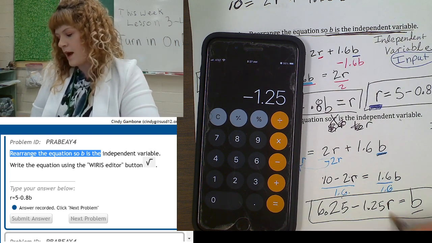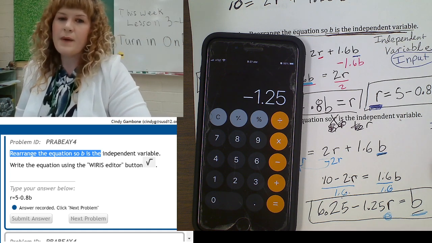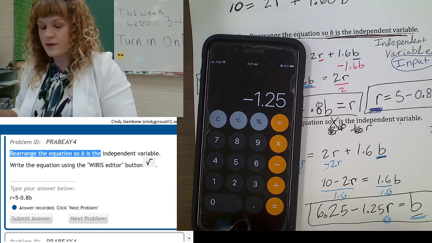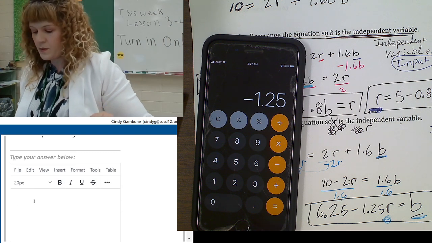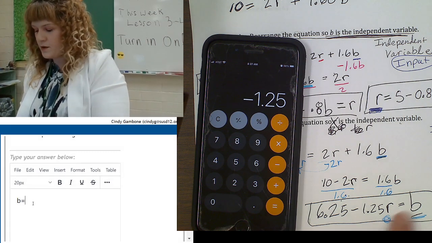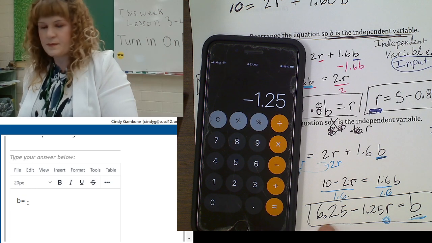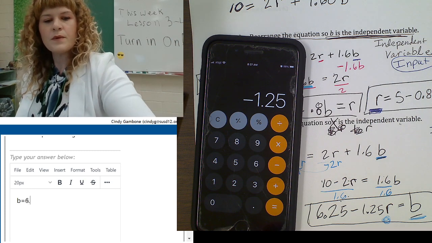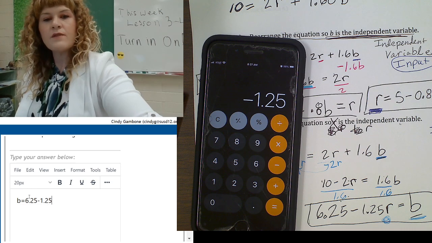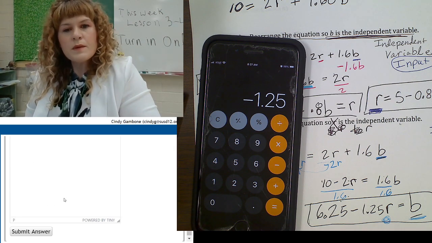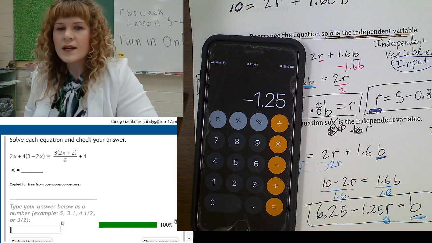If you know how many pounds of rice you're going to buy, it's easy to calculate how many pounds of beans you can buy with the remaining money. I'll go ahead and type in my answer. My equation is b equals, notice that I'm turning it around, but I have to keep this negative and I have to keep this positive. b equals 6.25 minus 1.25r.